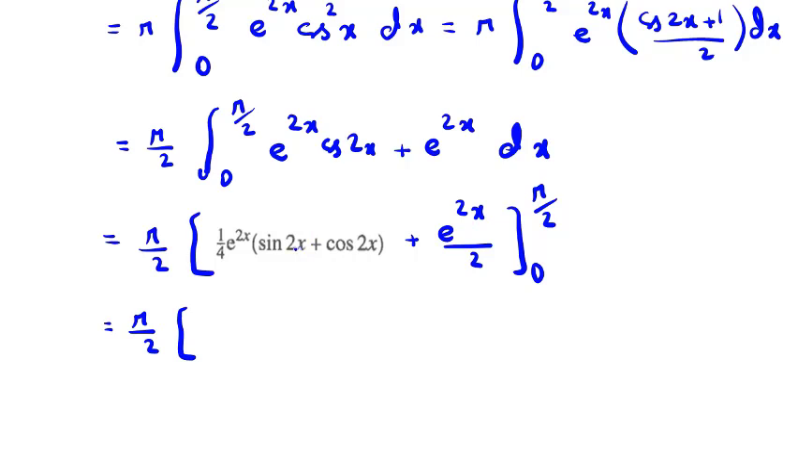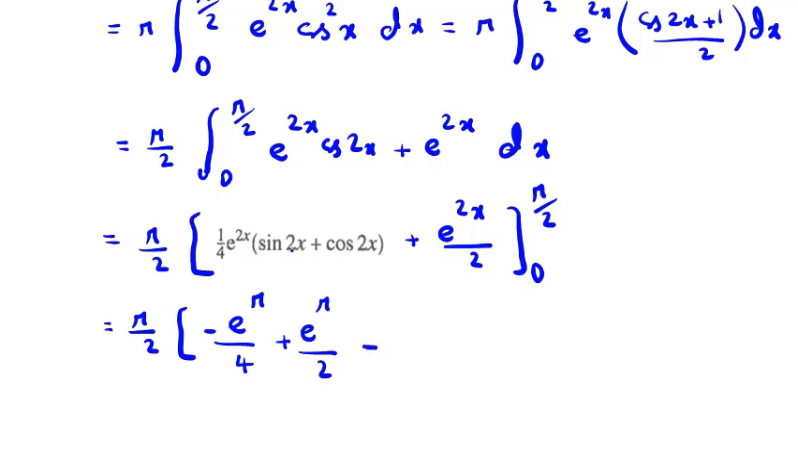It will be pi, sine pi will be 0, cos pi will be negative 1. So it will be negative e to the power of pi over 4. And this one will be what? Plus e to the power of pi over 2 minus, we replace x with 0.